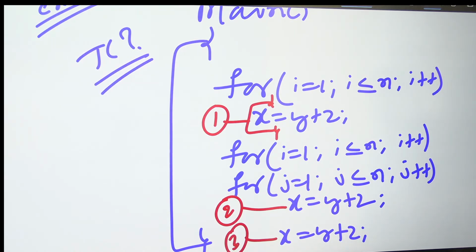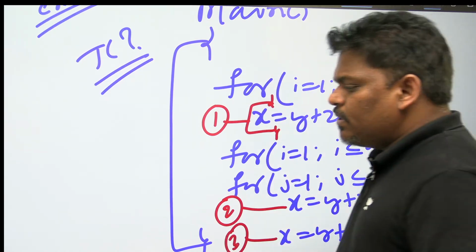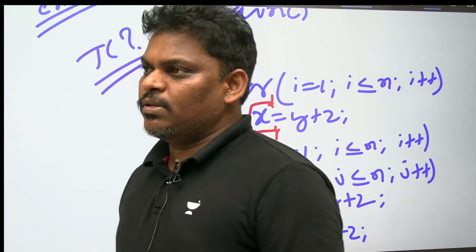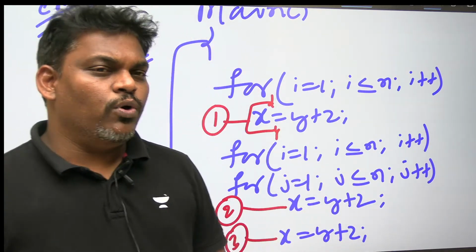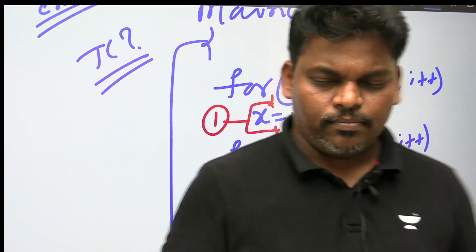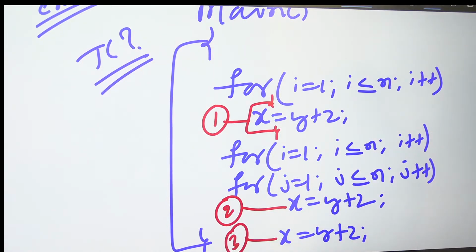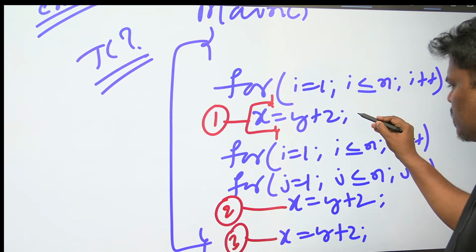Some people will think that this program contains 1, 2, 3, 4, 5, 6, that is 6 statements. No, this program contains only 3 statements. Normally people think it contains 6 statements, but actually only 3 statements are there. The things which I wrote in red color are the statements. So first statement, second statement, third statement: 3 statements are there.